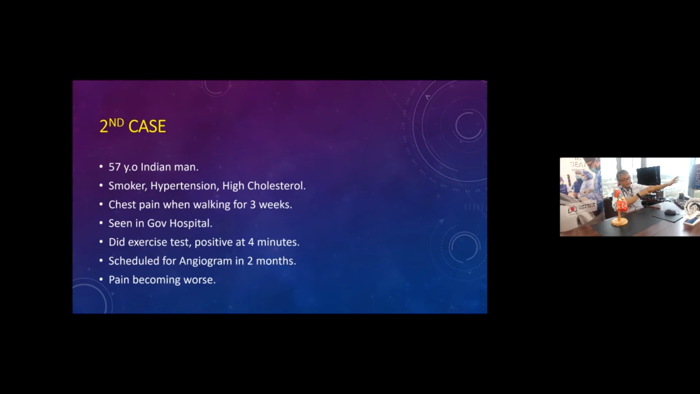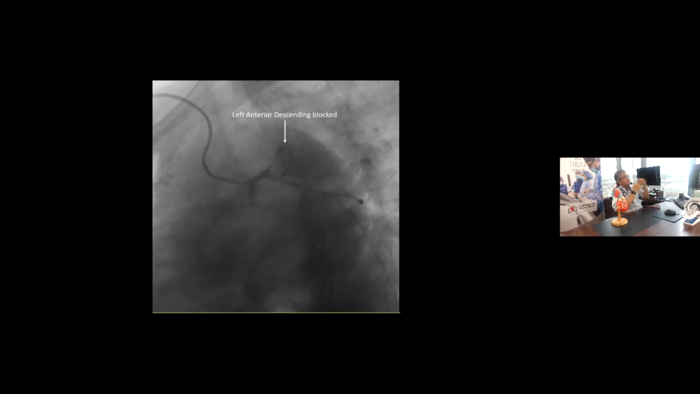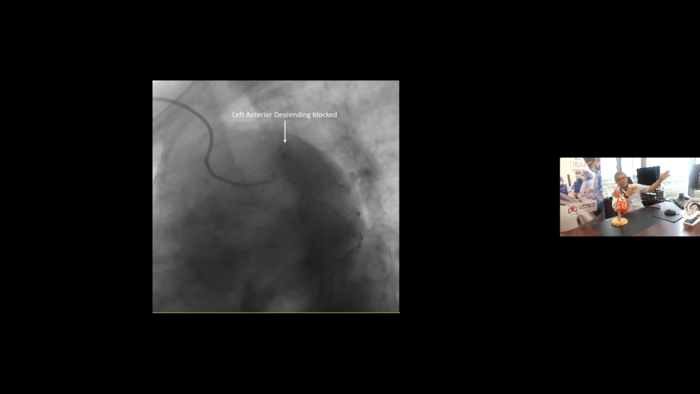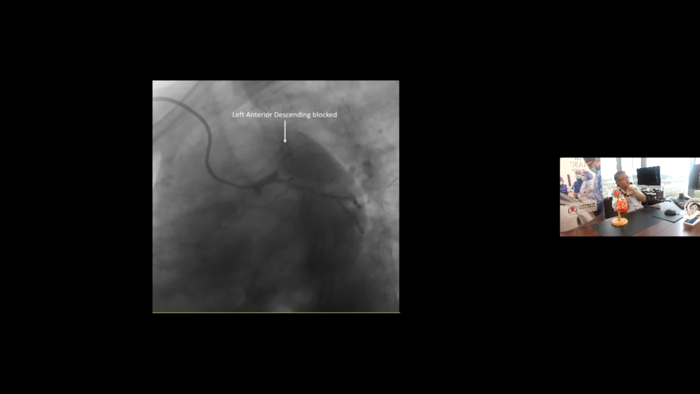So because all the tests have been done, all the investigations have been done, I didn't have to do any investigations. Instead, we listed him for the angiogram. So this is his angiogram, okay? Actually, the big blood vessel along the front of the heart is completely blocked in this case, okay?